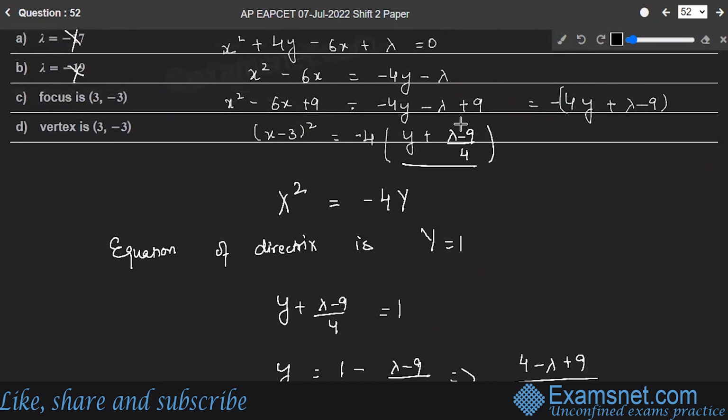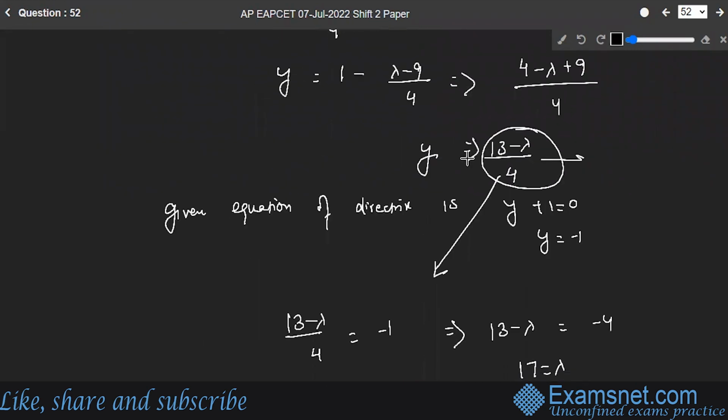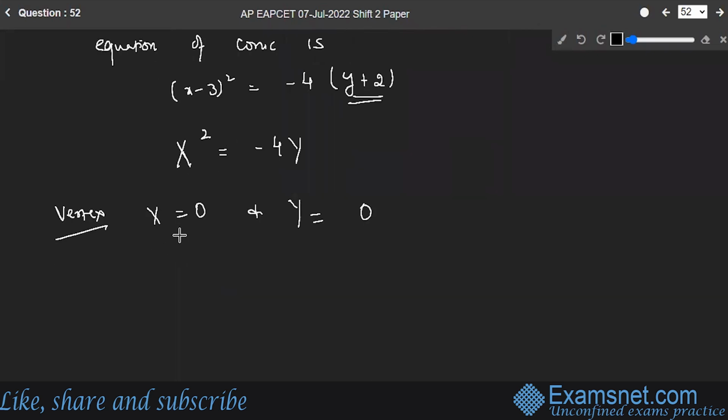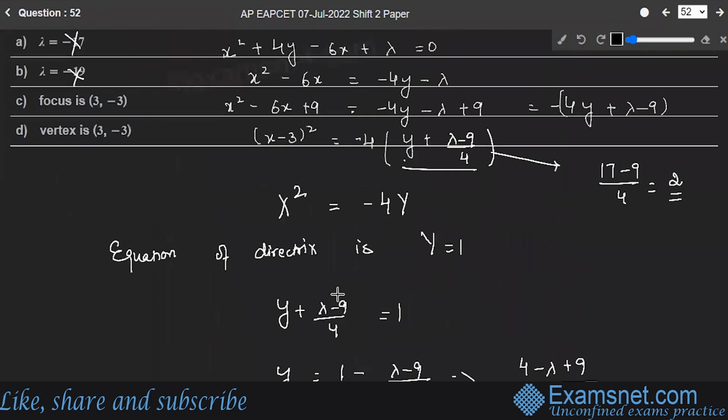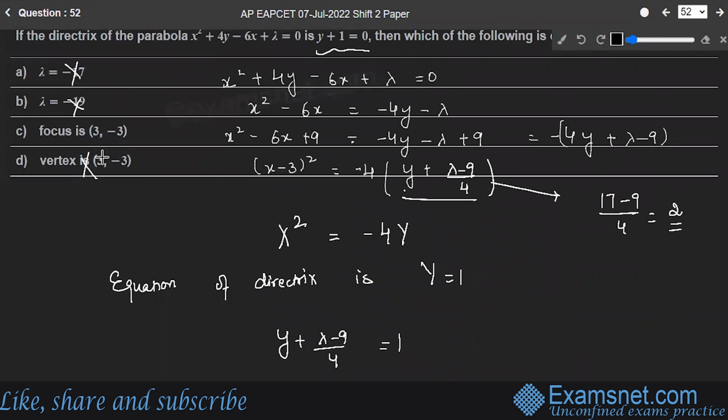When I'm putting this lambda is equal to 17, so 17 minus 9 upon 4 is equal to 8 upon 4, which is equal to 2. So this would have become y plus 2 over here. That is why. So now for the vertex, capital X is equal to 0 and capital Y is equal to 0. That means it will give you x minus 3 is equal to 0 and y plus 2 is equal to 0, which gives you x is 3 and y is minus 2. So from here, I got the vertex as 3 comma minus 2. So let's check with the vertex 3 comma minus 2. No, this is not the correct answer as well.